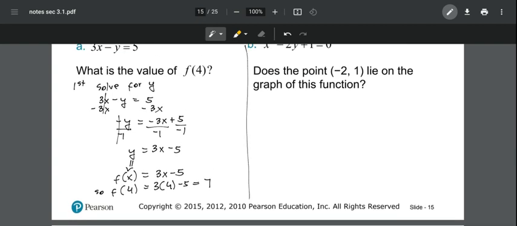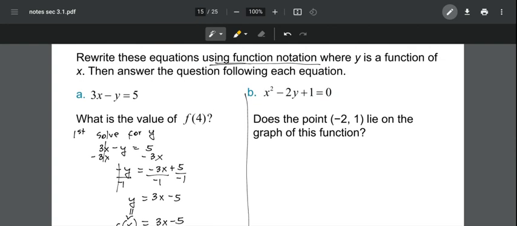And we'll do the same thing for part B. First, we have to use the function notation. So I'm going to rearrange the given equation and solve for y. Okay, so we need to isolate y. So I'm going to subtract x squared from both sides. Or, you know what? It will actually be easier and faster to move that negative 2y to the other side.